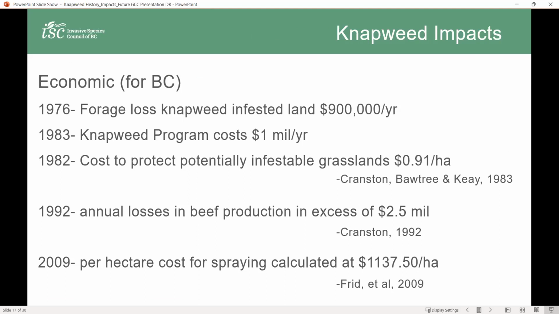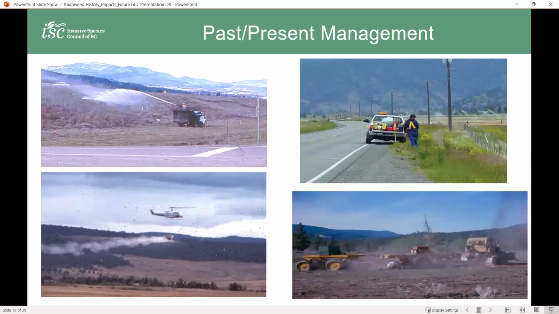Some more recent economic information on knapweed is in '09, and it was costing about $1,137 per hectare to spray knapweed. So that's a big input. I think our costs have been reduced nowadays. We have better, more effective herbicides and better equipment for spraying, and I think we're doing a lot more as far as the research goes to increase the efficacy of our programs and our management schemes.